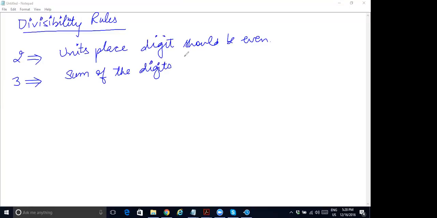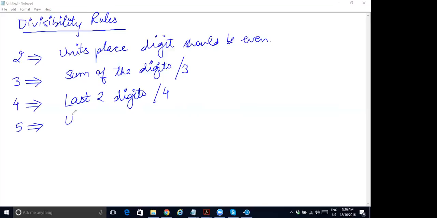4 is 2n, right? Anything that's divisible by 2 into, no, the last two digits should be divisible by 4. Oh, okay. I did not know that. 5 ends in a 0 or a 5. Very good. Again, units place digit.